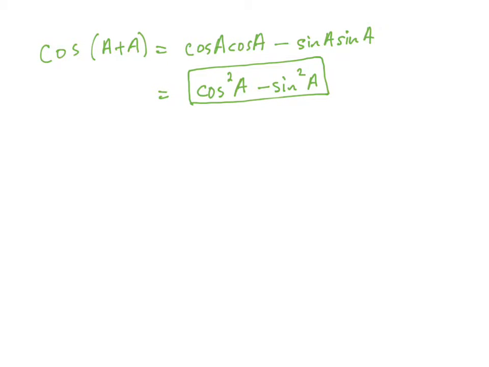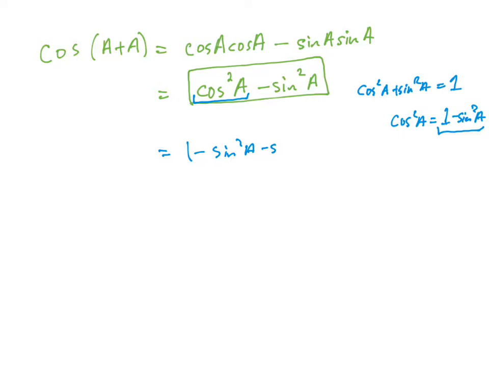So this is one form of the double angle for cosine. There are two other versions. Cosine squared a plus sine squared a is equal to 1. If we solve for cosine squared, we get 1 minus sine squared. So I can make this substitution for cosine squared, and what we get is 1 minus sine squared a minus sine squared a. So what we end up with is 1 minus 2 sine squared a. This is a second version of the double angle for cosine.